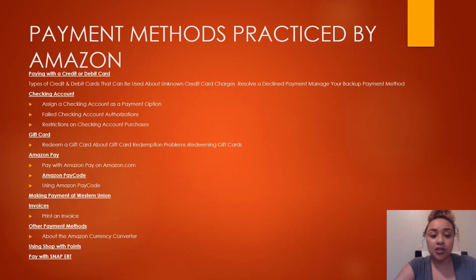Making a payment through Western Union is also an option, and invoices and other payment methods include a currency converter for people that are maybe international. You can also shop with points, and you can also pay with SNAP and EBT for government assistance.